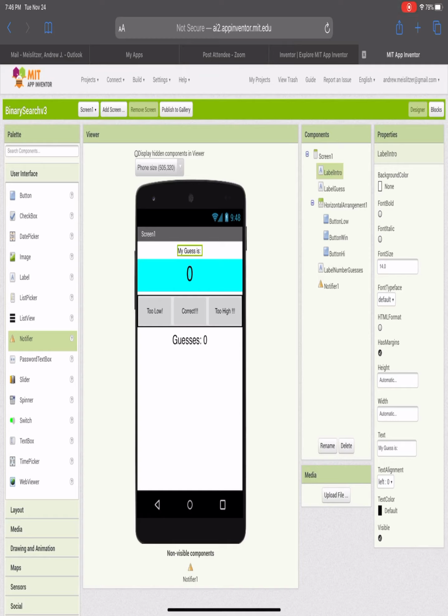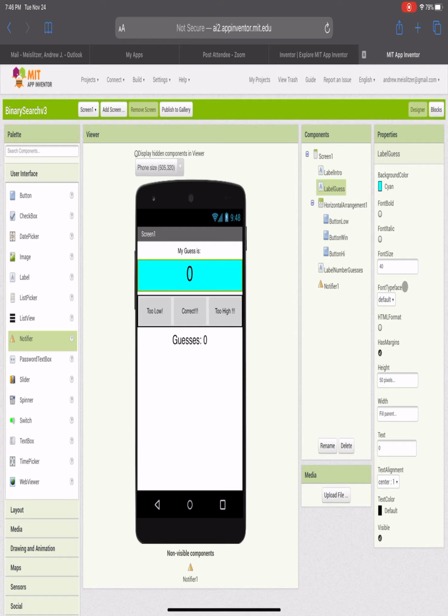The next thing I did was I grabbed a second label and I dragged that label and dropped it beneath this label up top here. And as you can see, I renamed it to label guess. And then after I renamed it, I went over to this background color and I changed it to cyan because I just wanted a little shading in the background rather than just gray all the time.